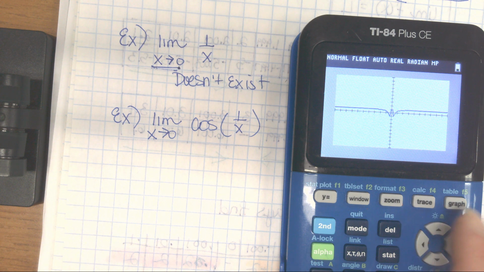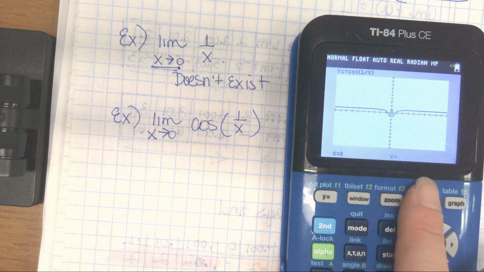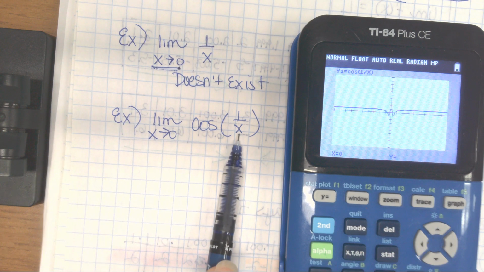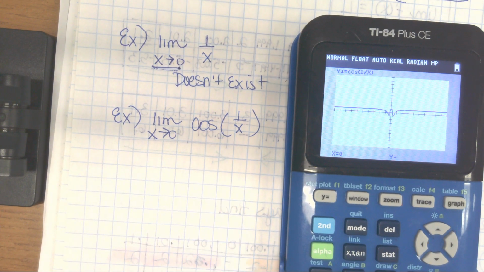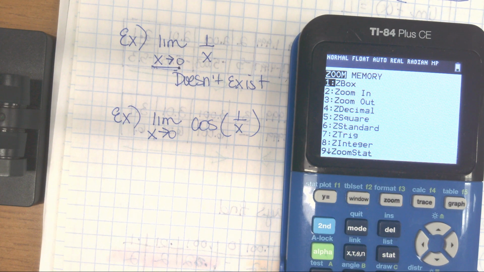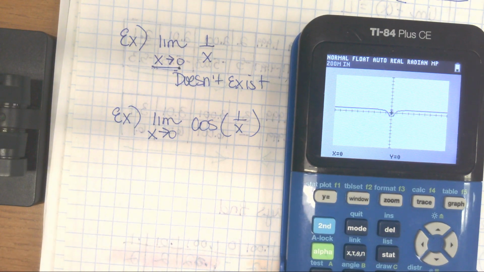I'm going to go to the middle. So we're going to trace, and at 0 it definitely doesn't exist because you'd be doing 1 divided by 0. I can't get rid of it. What we're going to do is use the zoom function, and we're going to zoom in and hit enter.